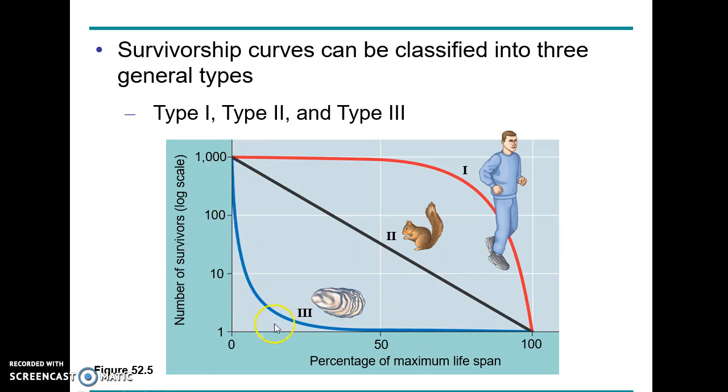And then when you look at mollusks and things that have a lower parental involvement, the death rate when they're really young is much greater. Here in the case of the squirrel, there is parental investment, so you see a straight curve.